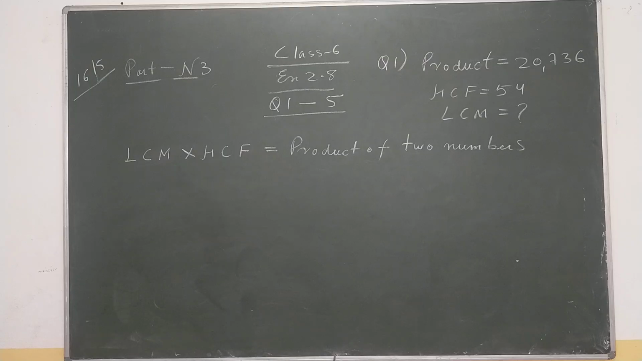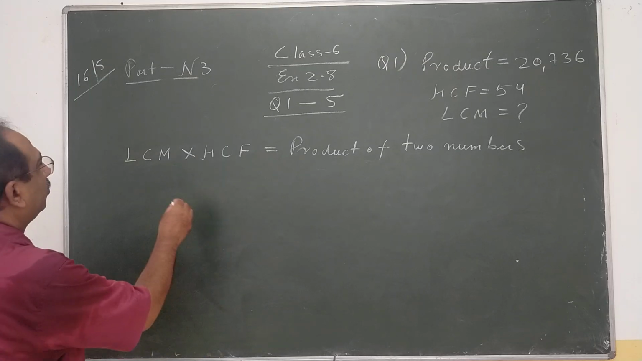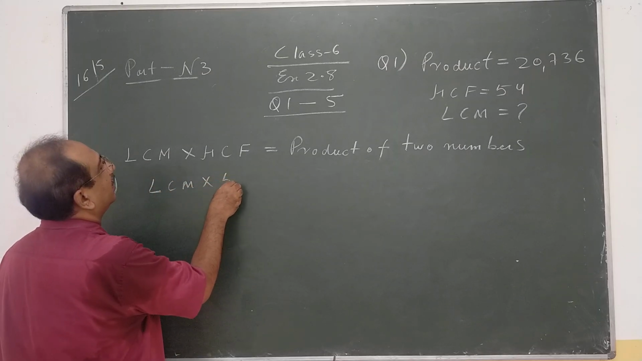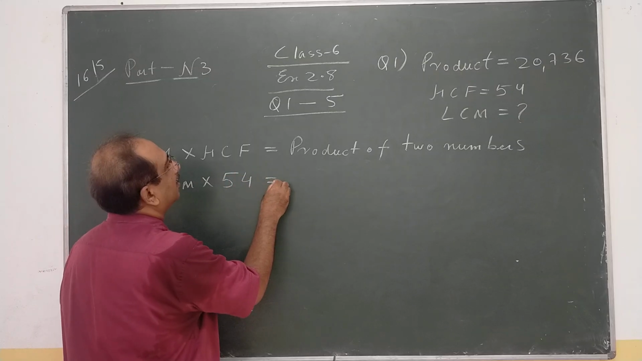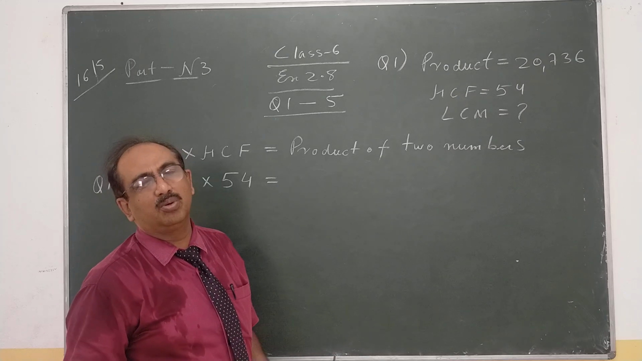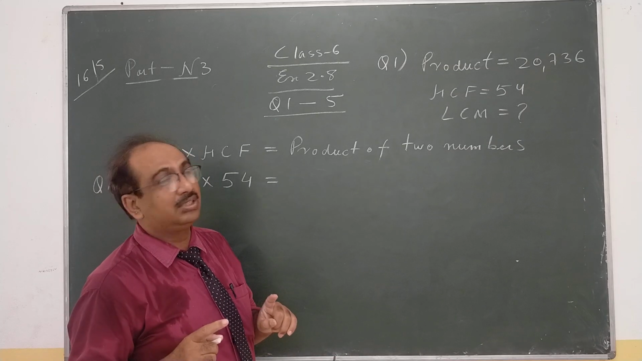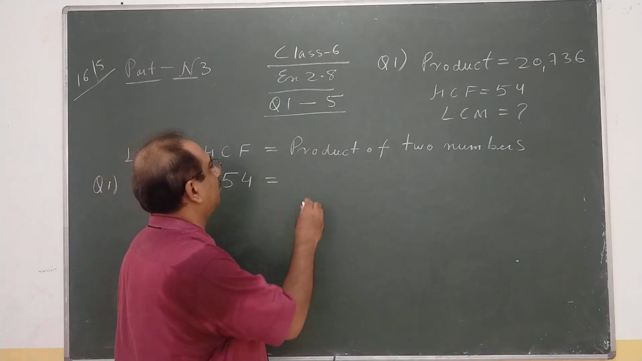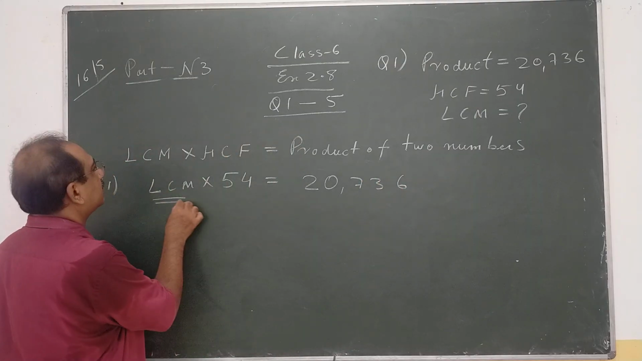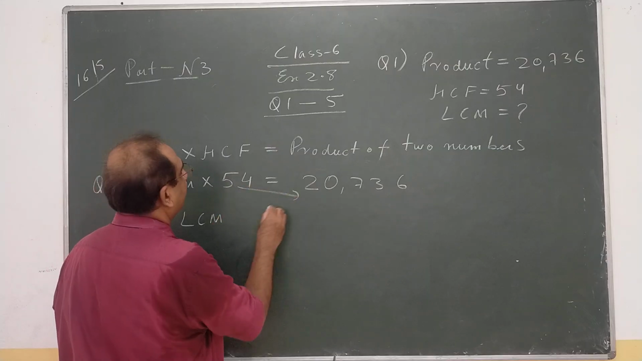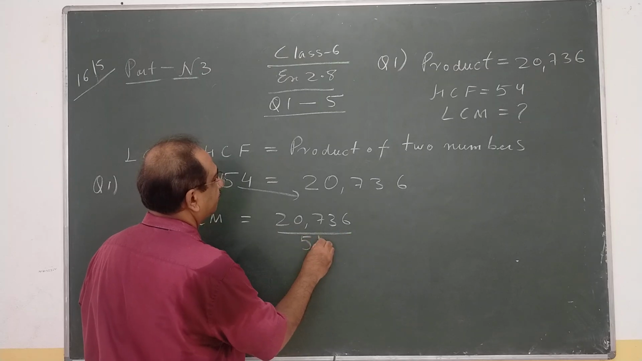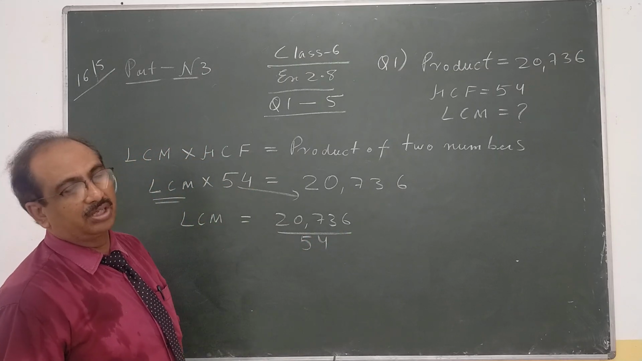So in this question, children, we don't know the LCM. HCF is given as 54. An individual number we don't get, children. The product of two numbers is given. We exactly don't know what those two numbers are. But what we do know is, when you multiply the two numbers, you get 20,736. So let LCM be here. This 54 going down will come in division.